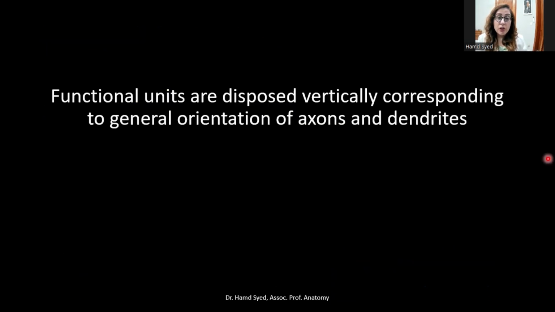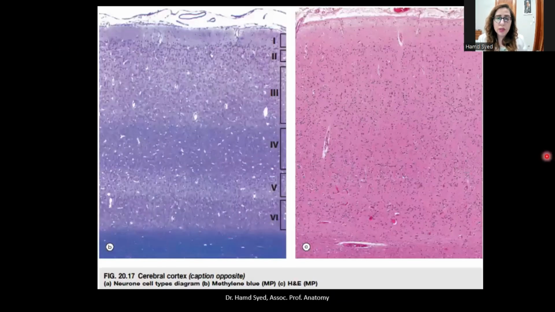Now keep in mind the functional units of the cerebral cortex are disposed vertically, corresponding to the general orientation of axons and dendrites. So here we have a histomicrograph of the cerebral cortex. On the left, you can see the one stained with methylene blue, which is a special stain. Whereas on the right, the histomicrograph shows the hematoxylin and eosin stain.